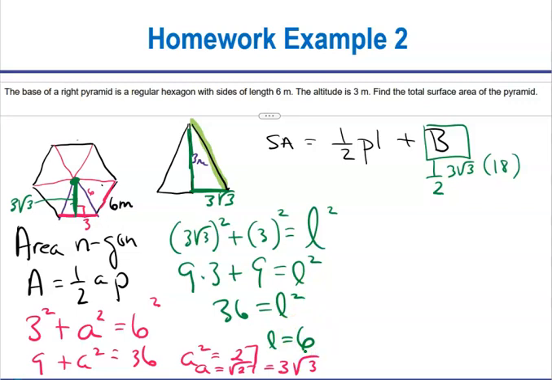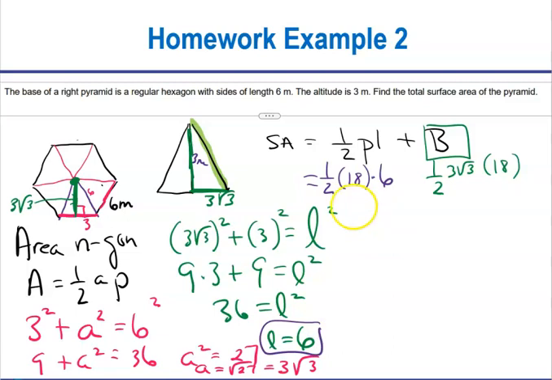I apologize. So when I plug into this part, and I'm going to change colors to purple so you can see, this is 1/2 P, again, the perimeter all the way around, that was 18, times L, which is 3 square root of 3. No, it's not. It's 6. My word. I think I'm getting tired. I apologize profusely. Okay, 6. Right, it's right there. There's my L. Now I'm ready to calculate.